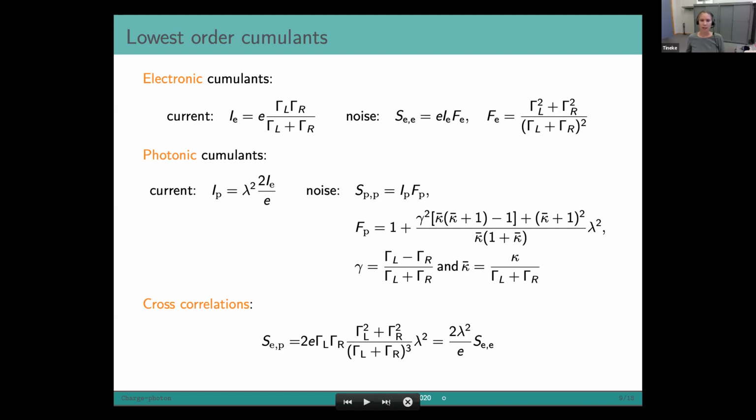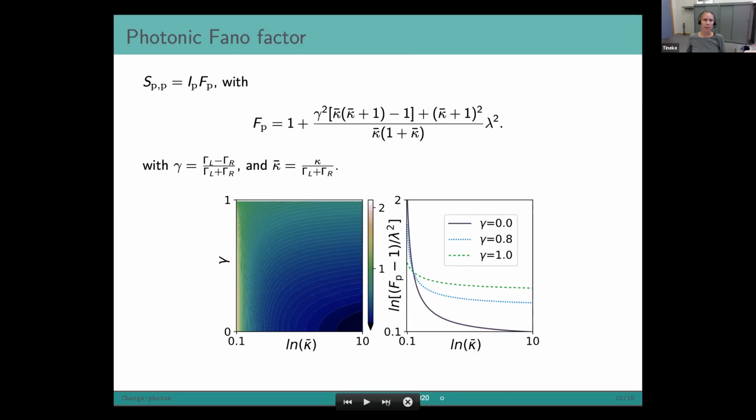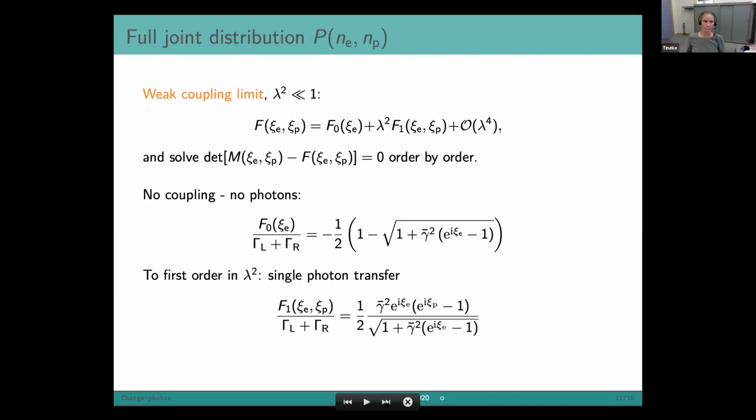Okay, wow. So the electron-photon noise you can actually write as just some lambda factor times the electron noise, which shows a complete dependence on the electron statistics. Now you can look at this photonic factor. You see it's always larger than 2. So these photons are always bunching. Now you can solve the full joint probability distribution.